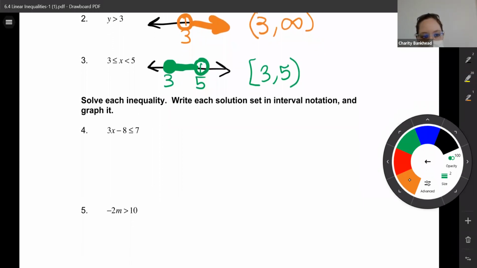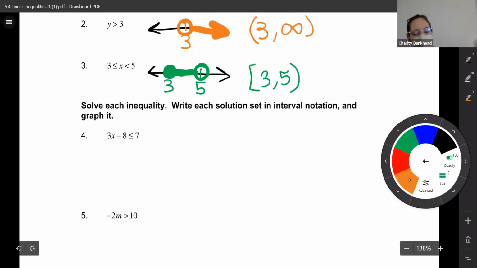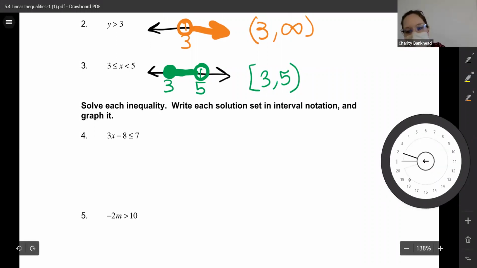All right. So number 4, this time I actually have to solve it. So I need to add 8 to both sides. Just like with an equation, the only difference is that instead of the equal sign, we have the inequality symbol. So it's very similar to solving an equation. So we're just going to add 8 to both sides.